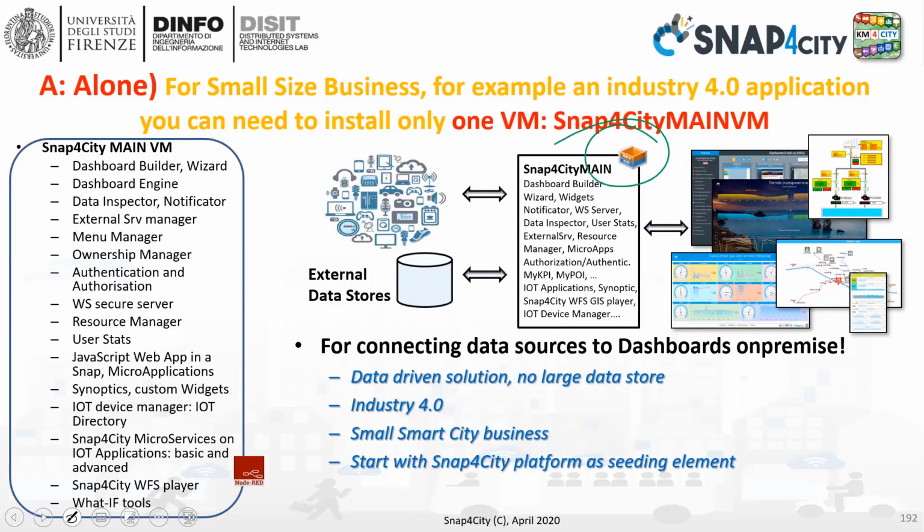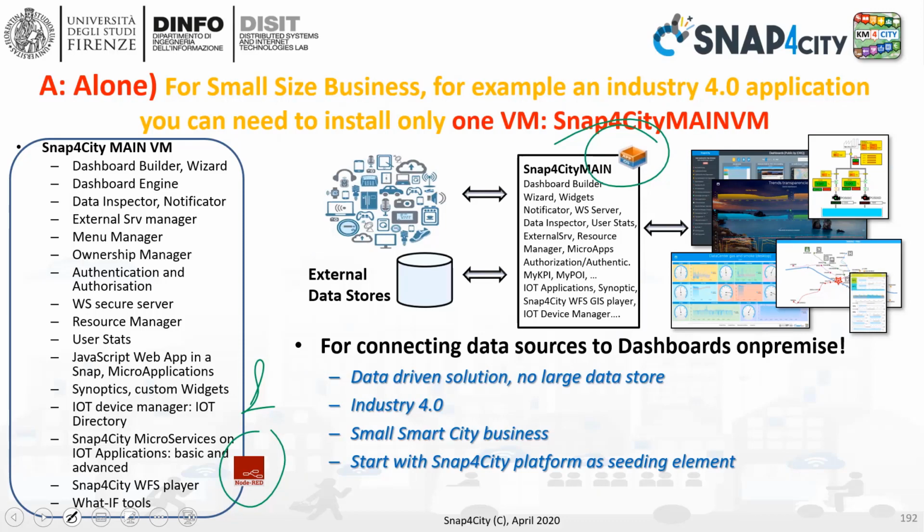You just need the virtual machine with main. You have inside there the dashboard builder, engine, inspector, external service, menu, ownership management, so data type ownership, authentication and authorization, WebSocket, secure server, secure manager, user statistics, JavaScript, web app, micro application, synoptics management, IoT device management, IoT directory, and Snap4City microservices on one IoT hub, only one IoT hub, and the Snap4City Web WFS player, a tool for visualizing WFS in the dashboard, and what-if analysis tools, but not the router. So you can have all this.